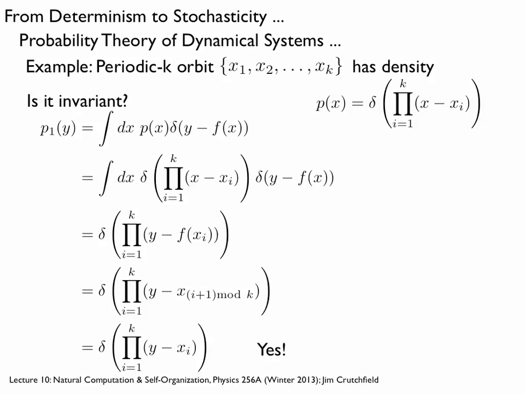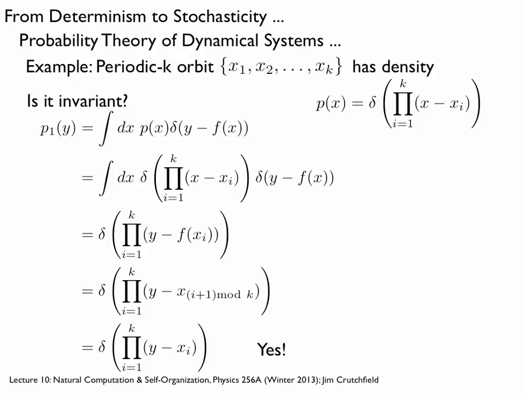So here's a real simple case, sort of familiar. Let's imagine that we had some periodic orbit. So how do I describe that? Well, its probability density is just going to be a series of spikes at each one of those values on the orbit, x1 up to xk. I can write that down as a delta function of a product, x minus x1 times x minus x2, and so on. So that delta function will then place these spikes right there at x1 to xk. And the question is, is this an invariant distribution?